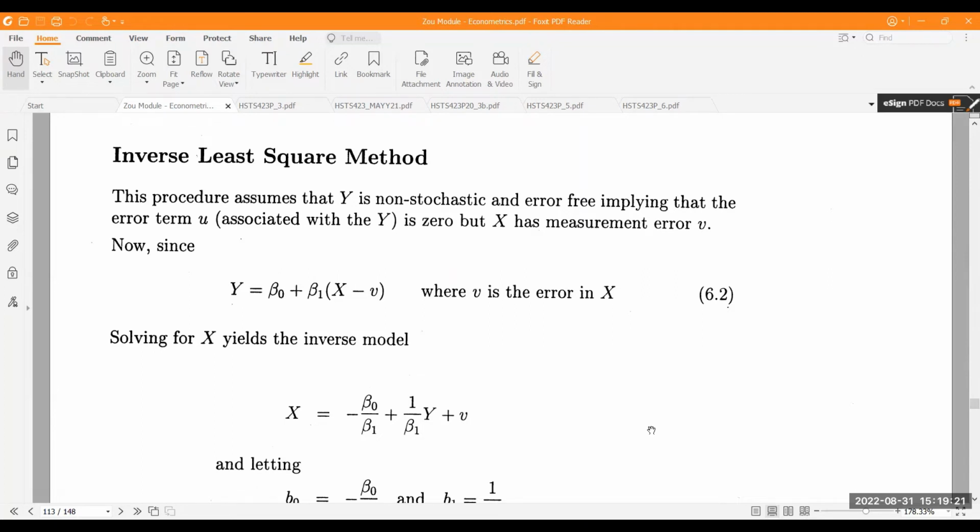Solving for X, we use the inverse model. When you simplify that, making X the subject of the formula, you end up with what? X equals minus beta naught over beta 1 plus 1 over beta 1 Y plus V.